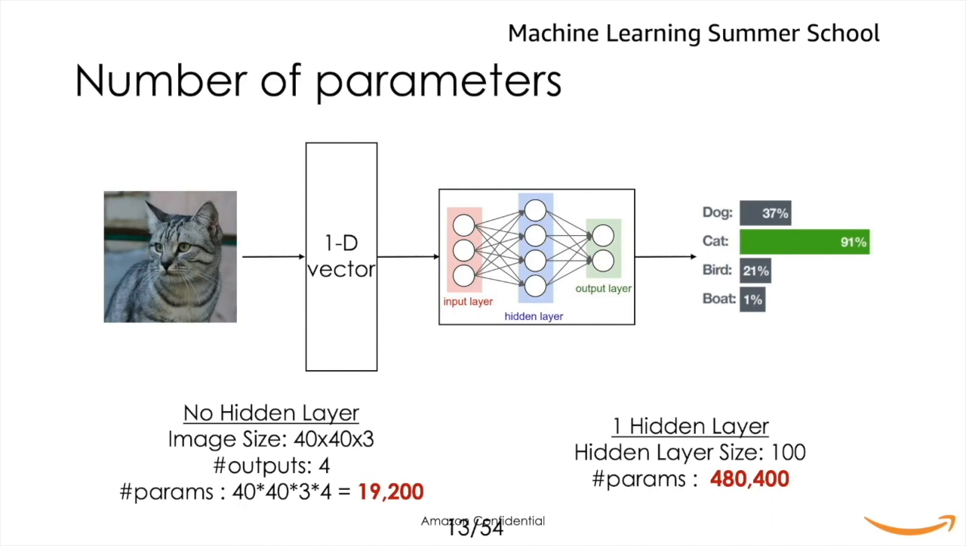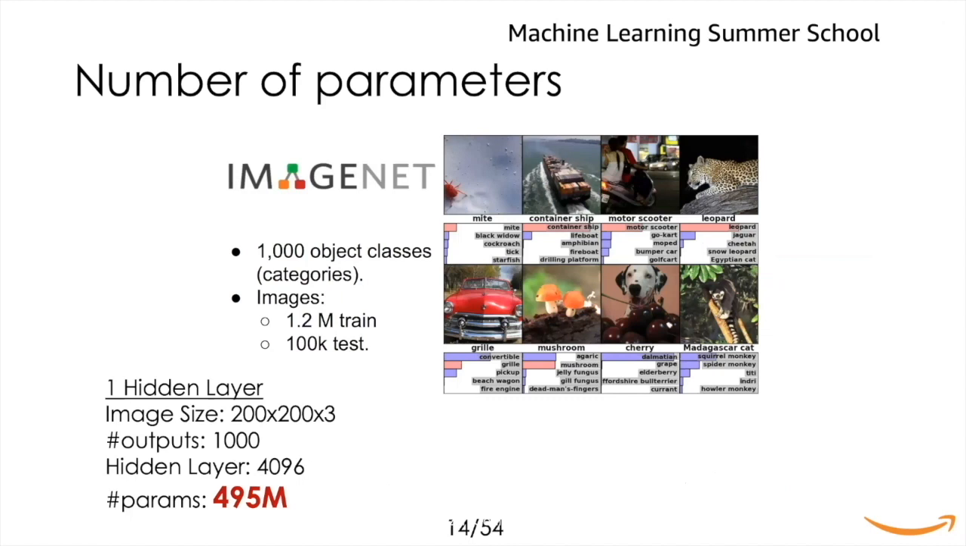What happens if you increase the size of the image and also increase the number of object classes you want to classify into? ImageNet is a very popular open source database which is used in the ILSVRC competition, which is held annually. And it has 1,000 different classes of objects, a rather large training set of 1.2 million and a 100K test set. Now consider classifying on this database. You have images of size 200 cross 200 cross 3, a 1000 dimensional output, and you're going to use a single hidden layer of 4096 dimensions.